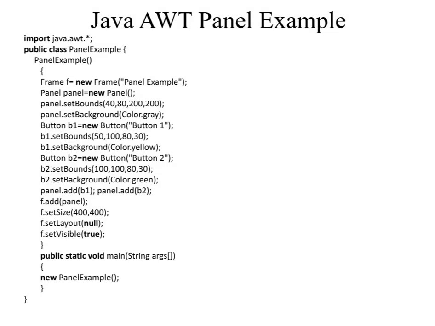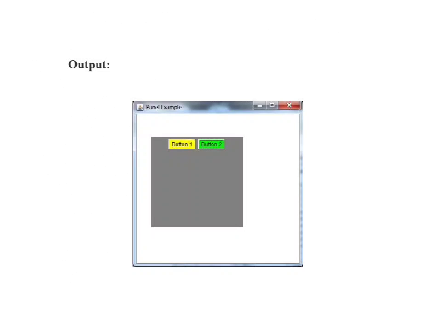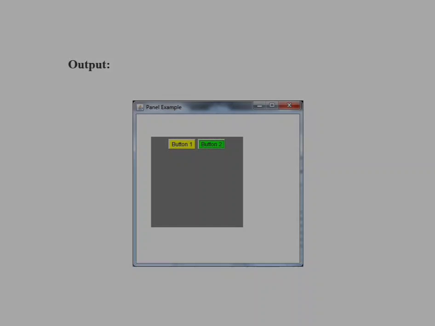This is a program which is used to represent the AWT panel example. The output of this is the panel example, where the first button contains the background color yellow and button 2 contains the background color green. We mentioned this in the code.